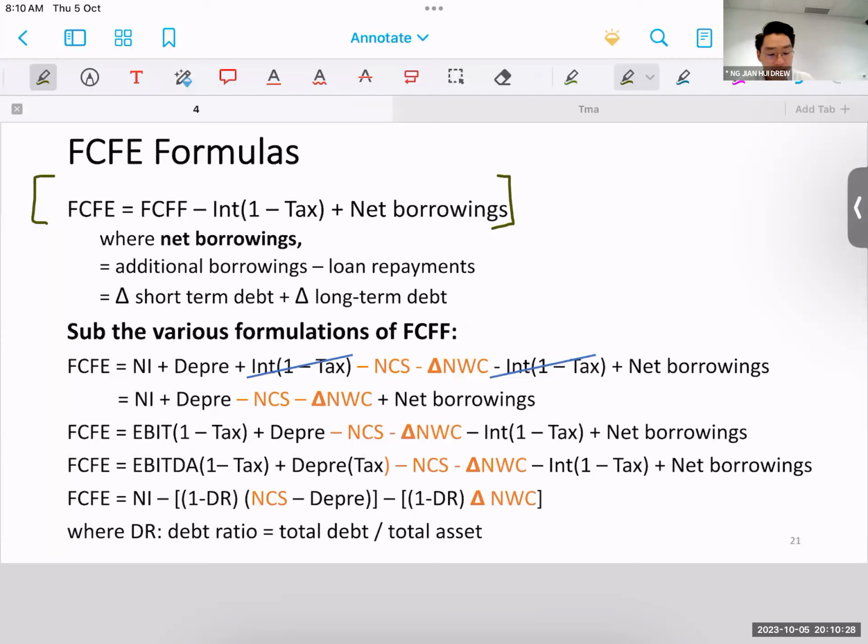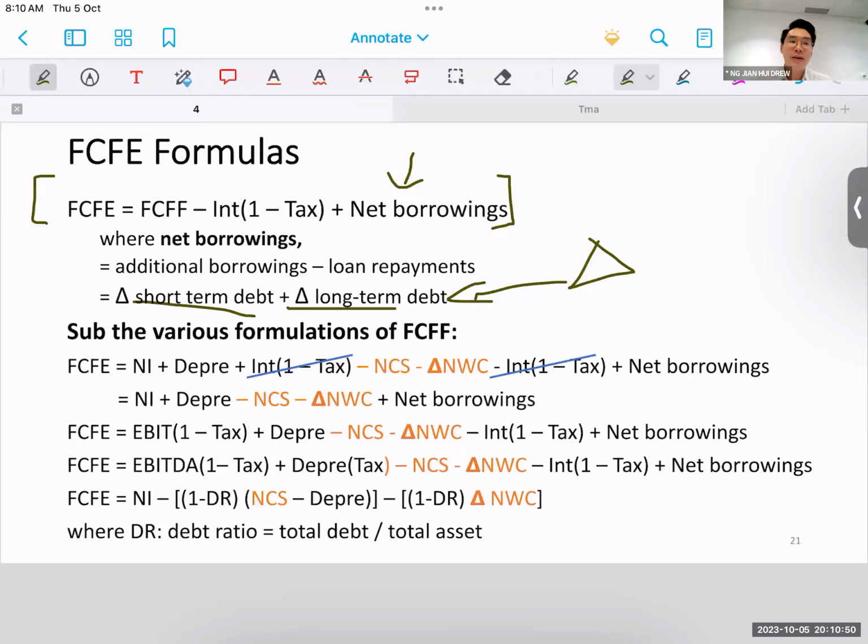And I want to highlight these net borrowings. As mentioned in lecture 2, what is net borrowings? Net borrowings basically is just the change in short-term debt plus the change in long-term debt. And again, this is change. So we want to look at change, not short-term debt plus long-term debt. Right? Remember, we are always looking at change.